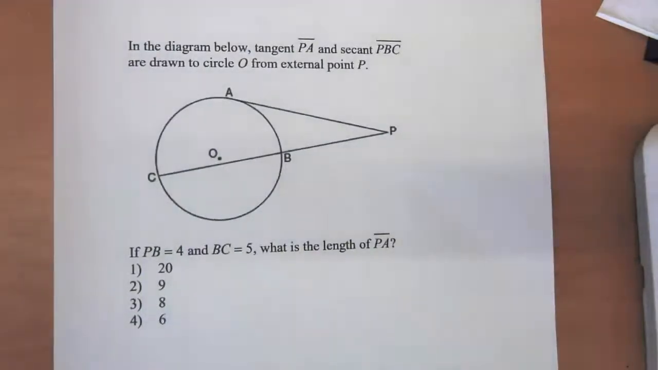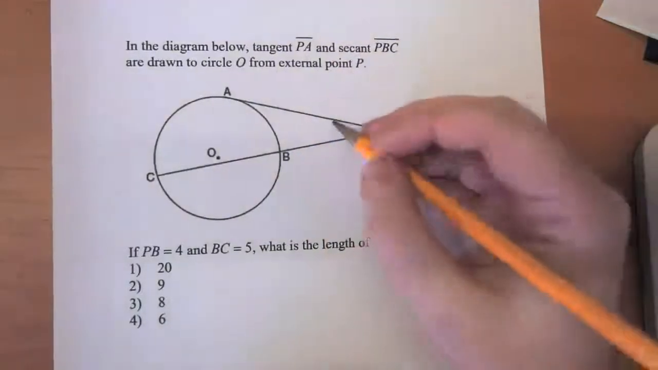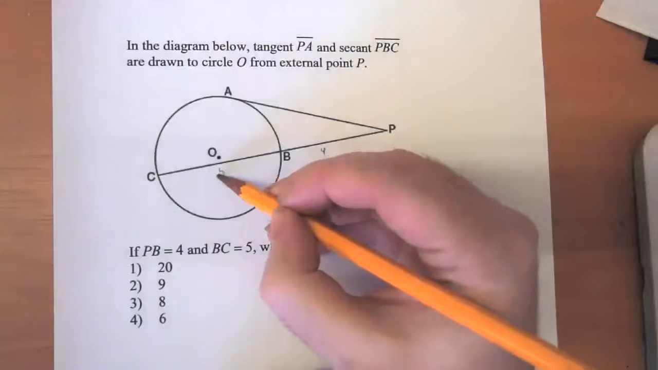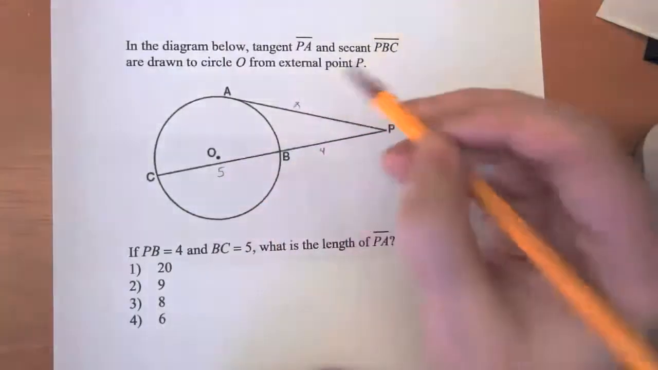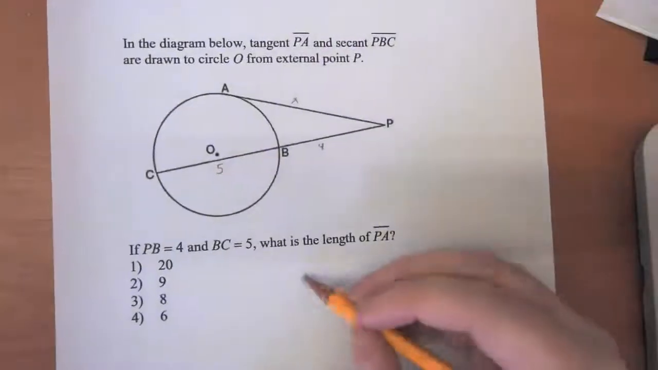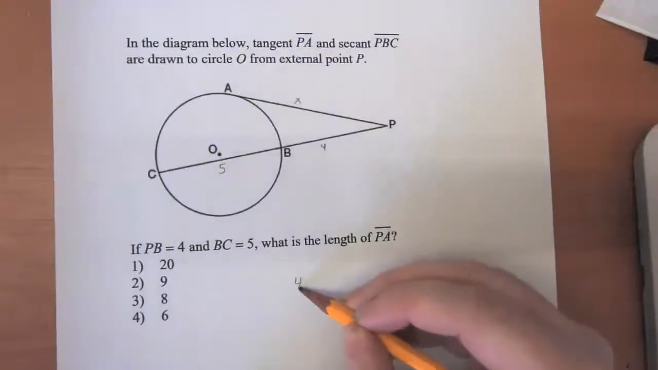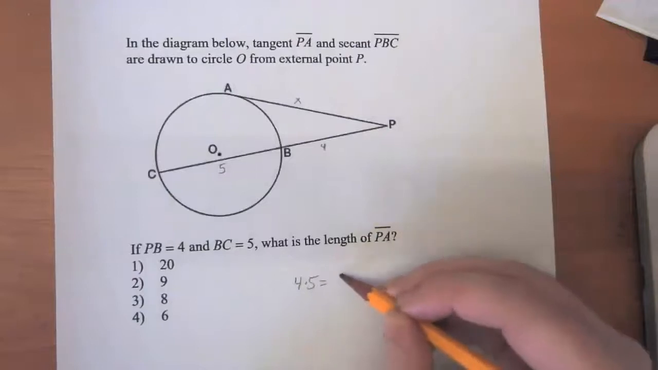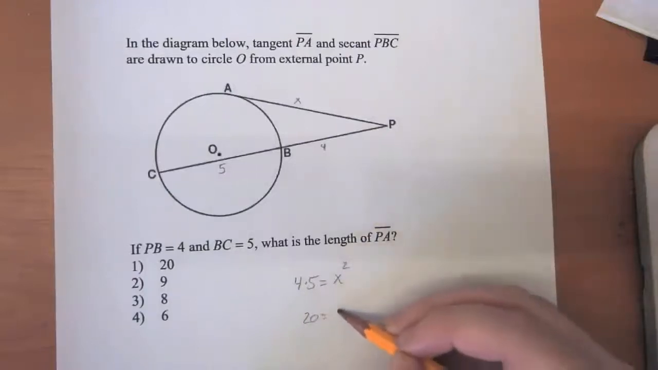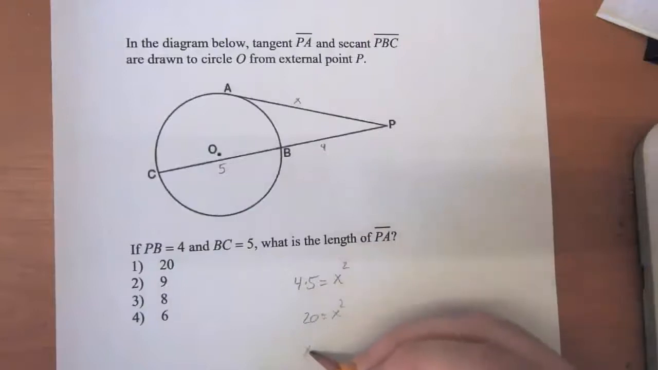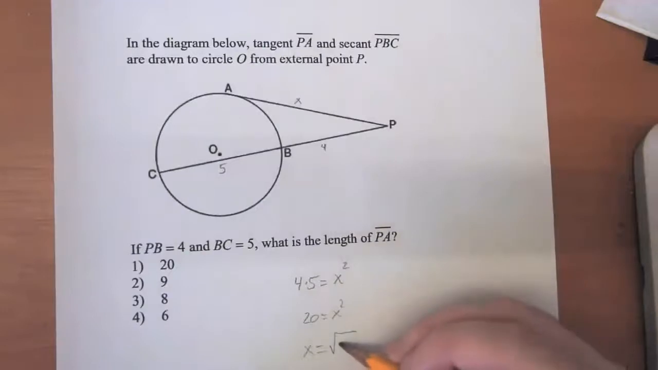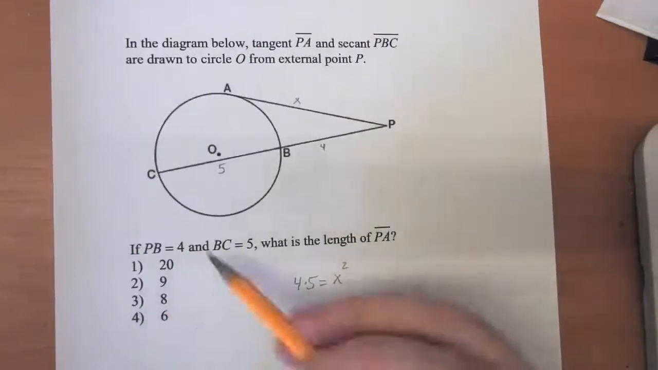All right, so the way I'm thinking about this is PB is equal to 4 and BC is equal to 5, and we want to solve this for x. And so the tangent chord theorem, I'm pretty sure, says that 4 times 5 is equal to x squared. So that means that 20 is equal to x squared. And so what number times itself is equal to 20? Well, it's the square root of 20. This isn't one of the options here.